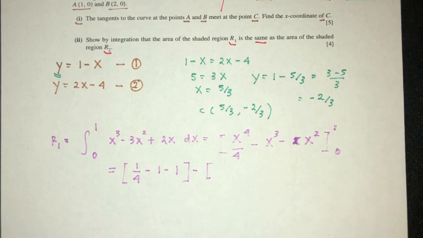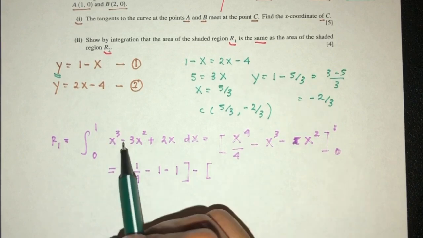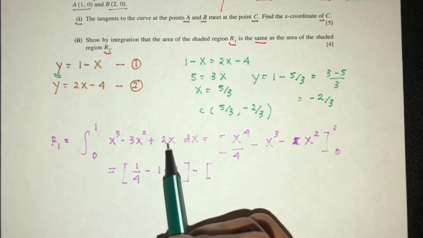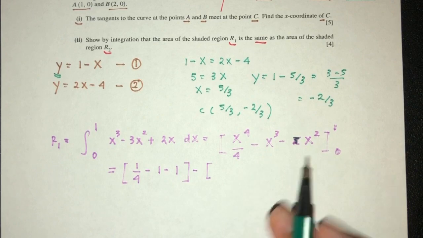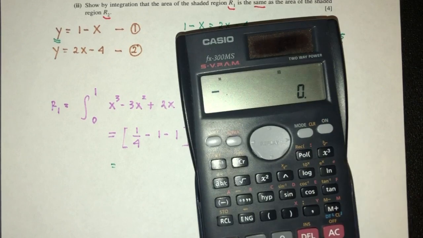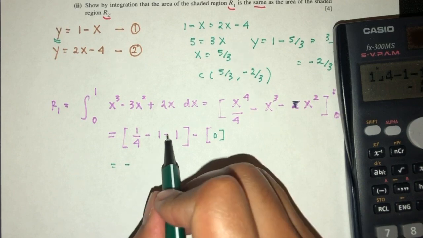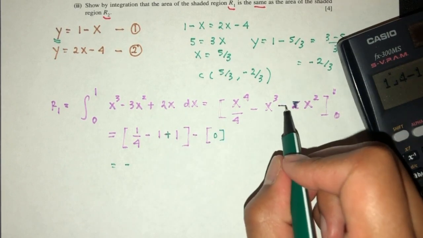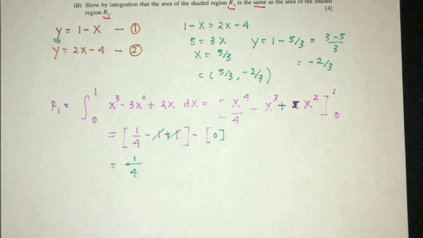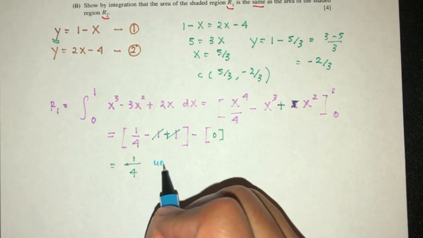This one's supposed to be kind of strange, but let me double check. So here we have x power 4 divided by 4 minus x cubed plus x squared. Fair enough. And then this obviously will be minus 0 for the rest. So here we have 1 over 4 minus 1 plus 1. See the mistake here, plus 1. So this will cancel out, and you will have 1 over 4 as your answer for the area of R1. So you can see, please avoid silly mistakes. You have to always double check your value at the end. This is the area of R1.